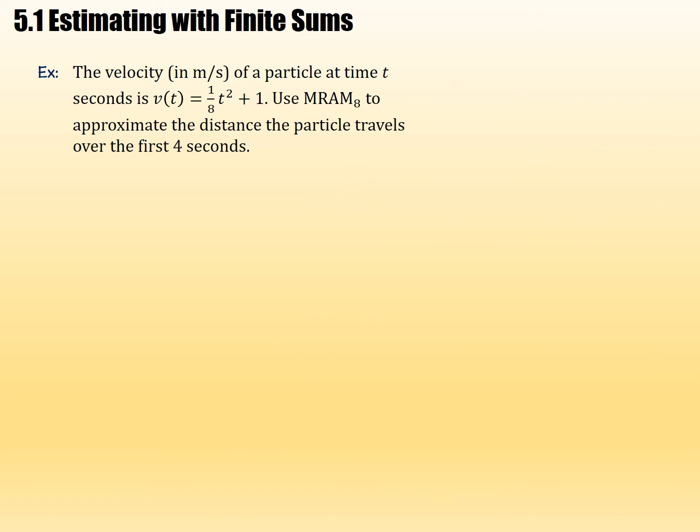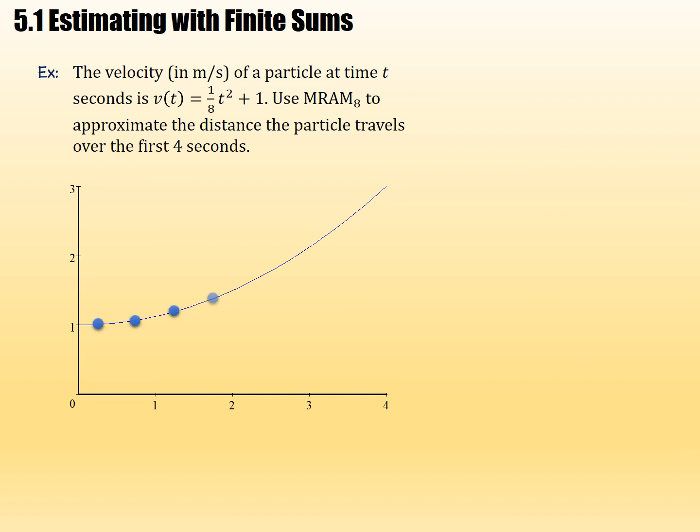So what's different now? Same function, same units. I am still using MRAM, but notice my subscript is now 8. So this time I have to calculate b minus a, b being the right endpoint, a being the left endpoint of the entire interval, not of each rectangle. So 4 minus 0 divided by 8, not too difficult. And those are my heights of the rectangle.